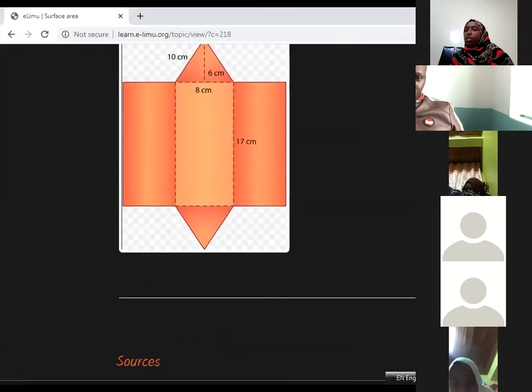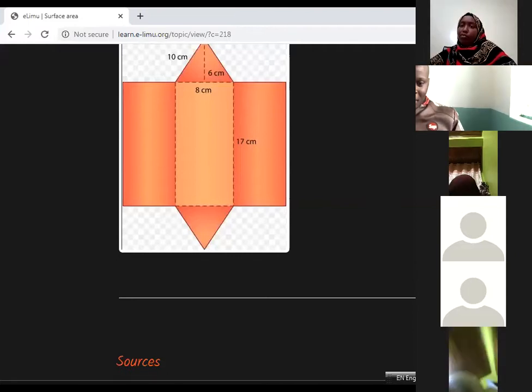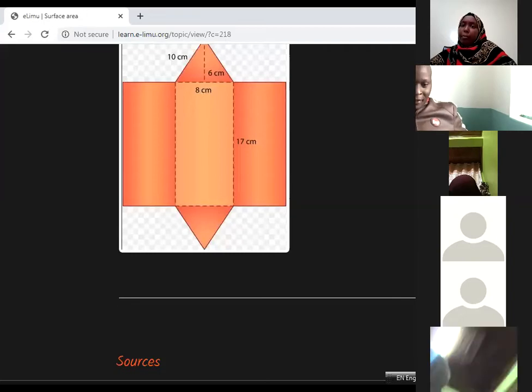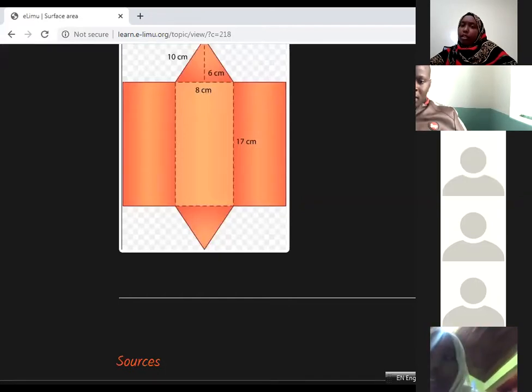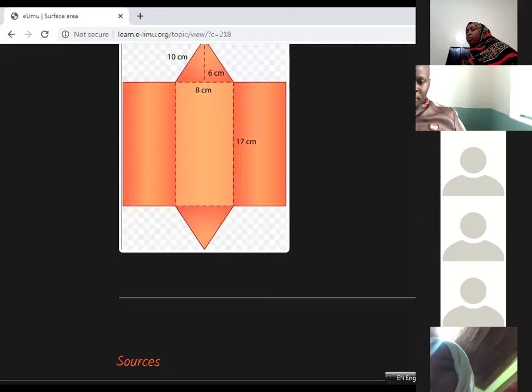What can you see on the screen? Next picture. What can you see? Bushra, tell us. What can you see on the screen? Masood. Next picture. Have you ever seen that shape? Zamzam, what can you see on the screen? On the screen, there is a net of a solid that we normally call a triangular prism.